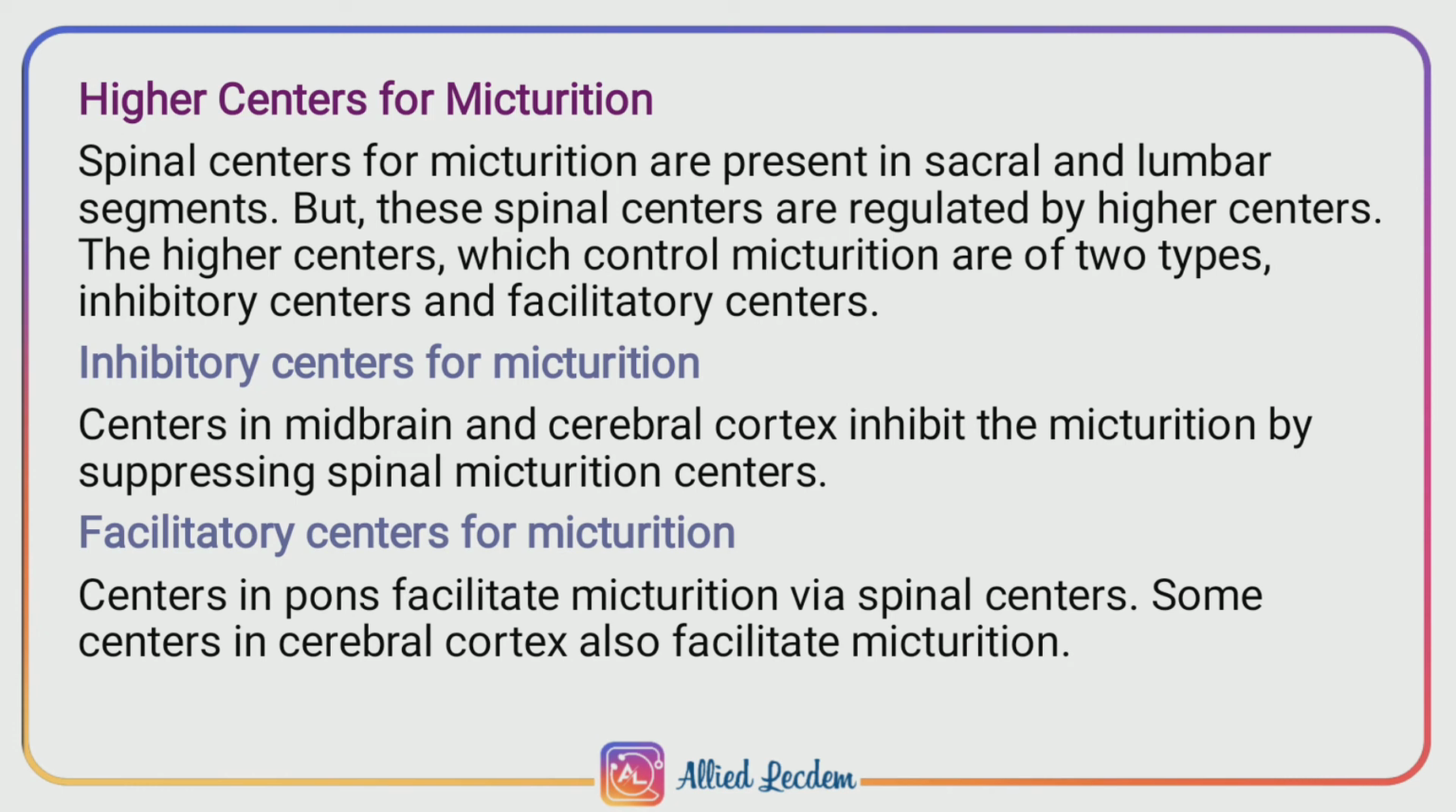The higher centers control micturition in two types: inhibitory centers and facilitatory centers. Inhibitory centers for micturition: centers in the midbrain and cerebral cortex inhibit micturition by suppressing spinal micturition centers. Facilitatory centers for micturition: centers in the pons facilitate micturition through spinal centers. Some centers in the cerebral cortex also facilitate micturition.